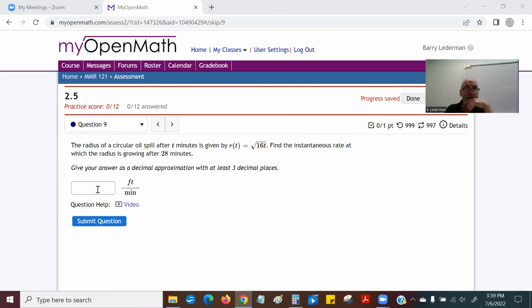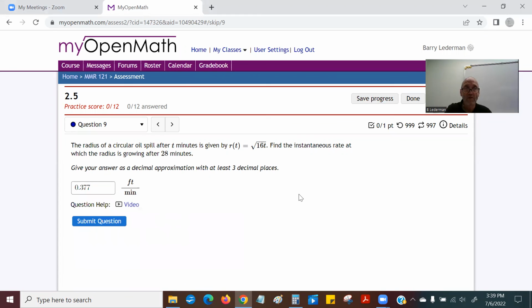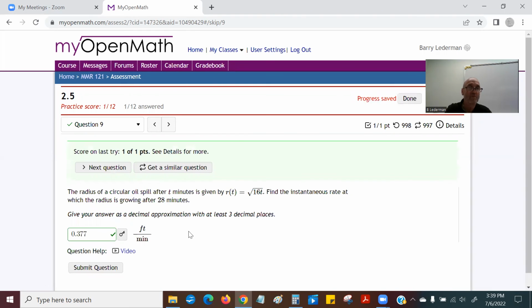I'm just going to type in the answer. It says give your answer to 3 decimal places, or with at least 3 decimal places. I don't know what they mean by that. I mean rounded to 3. Let's see if this is acceptable. Yep, that's all they wanted. Interesting, because it didn't say round to 3 places, it just said with at least 3 places, so I just took the first 3 places. Even if I was rounding, I would have rounded it up differently.